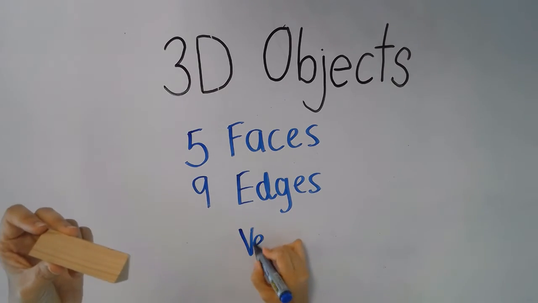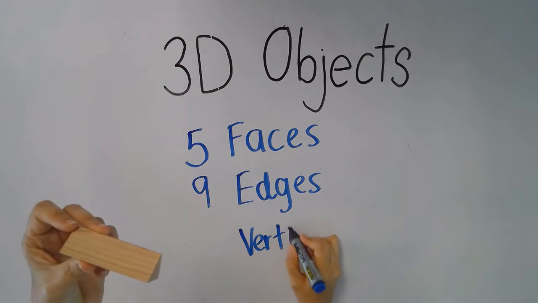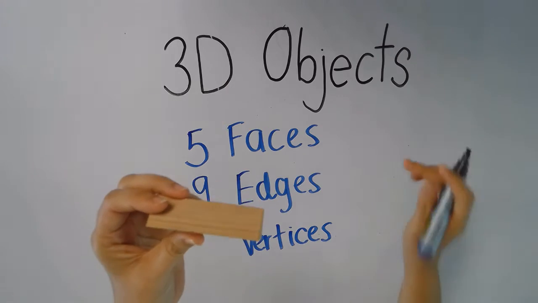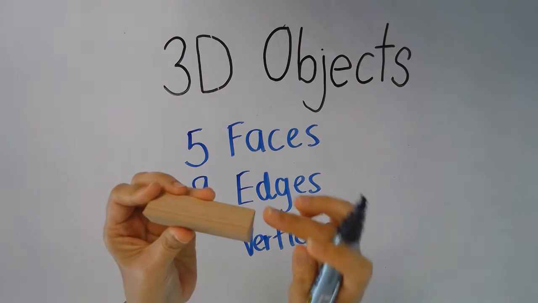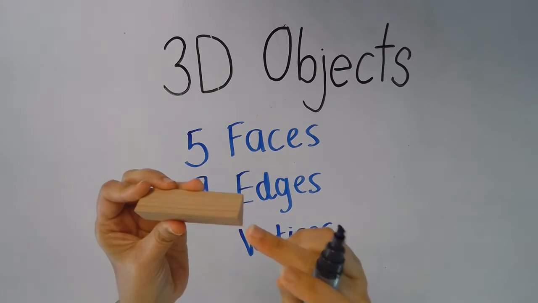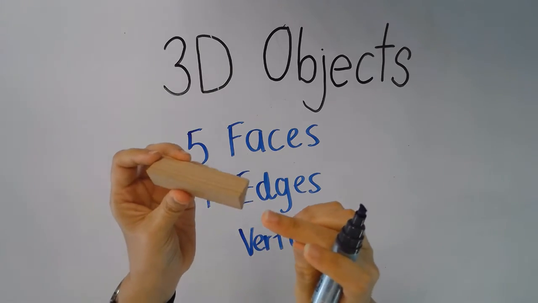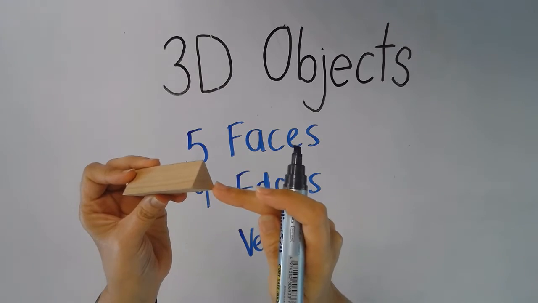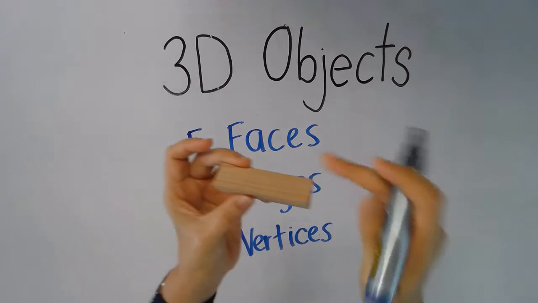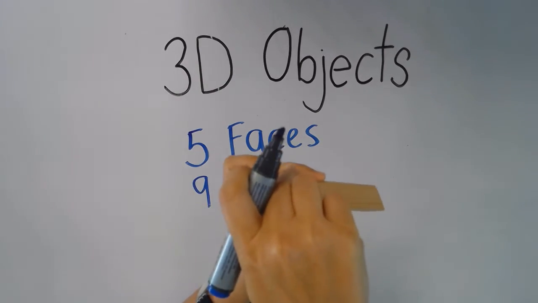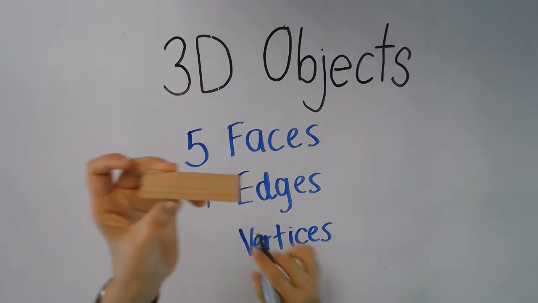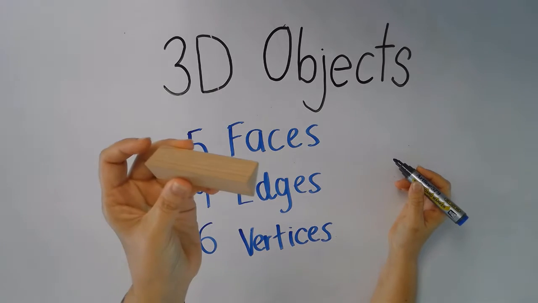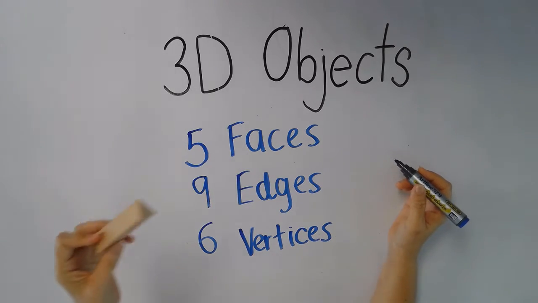Now, the last one is the vertices. Now, the vertices, remember, are where they connect together, or the point. We were going to use the word vertices. So the number of vertices here would be 1, 2, 3, and then 4, 5, 6. So on this shape, we would say it has 6 vertices.